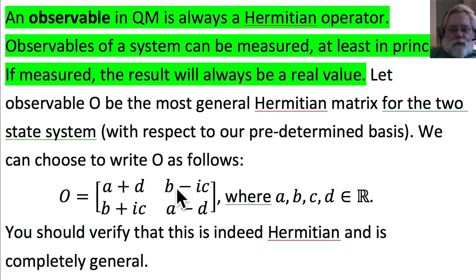Element 1,2 must be the complex conjugate of element 2,1, and we can get that with two real numbers by making 2,1 be B plus IC, where B and C are real numbers. And then the complex conjugate is just B minus IC. So this is Hermitian. You should verify that it is Hermitian. You should think about how this is completely general, that every Hermitian matrix can be expressed this way.